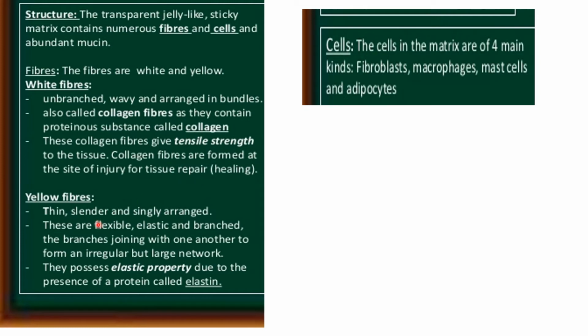repair. Now come the yellow fibers, which are thin, elastic and branched, and contain a protein known as elastin, which gives them their elastic properties. So this was about fibers. Now cells: there are four main types of cells: fibroblasts, macrophages, mast cells, and adipocytes.